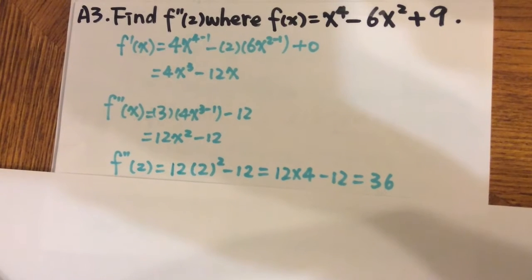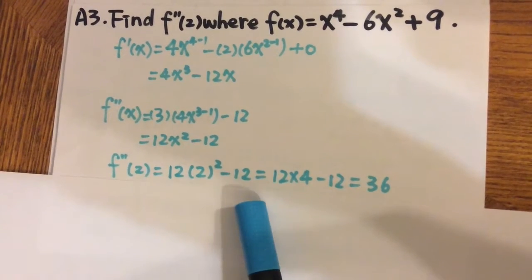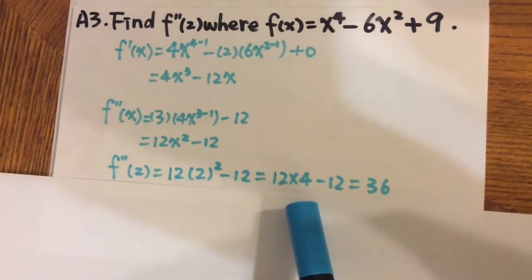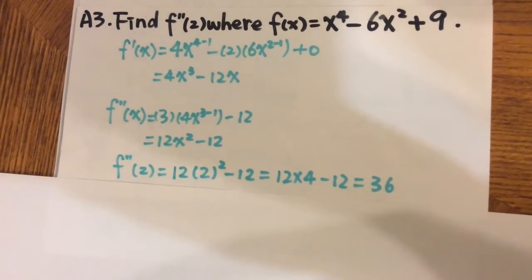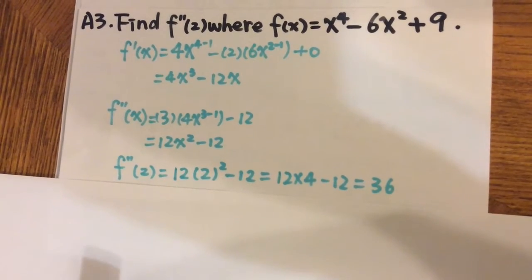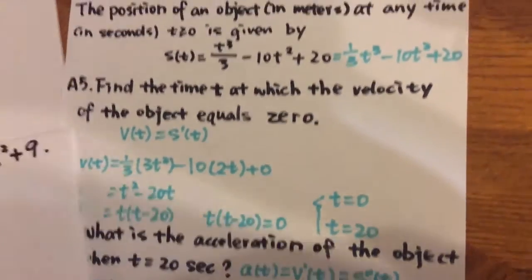Finally we got 12 times 2 squared minus 12. So 12 times 4 minus 12 is 36. So the final answer is 36. This is the third question. And then we go through the fourth question.